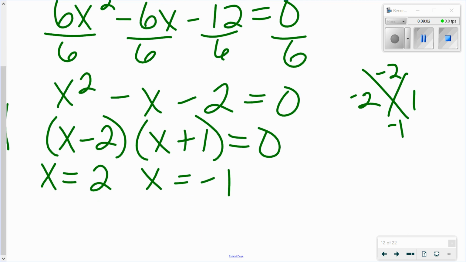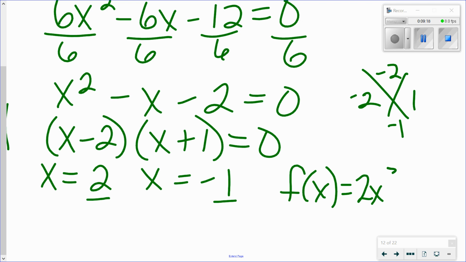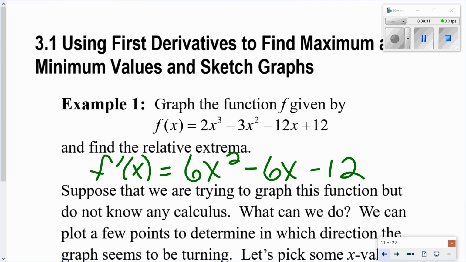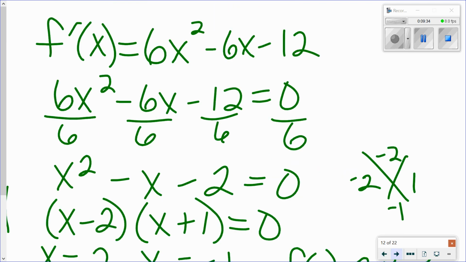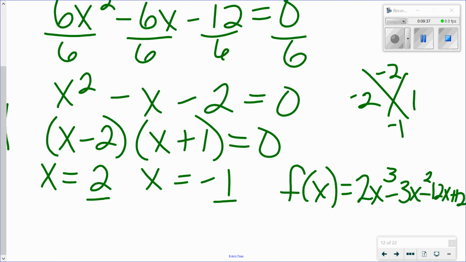Okay, to get the y values, I need to take these numbers and plug them into our original function. And our original function was 2x cubed minus 3x squared minus 12x plus 12, I believe. Let me check that. Yes, plus 12. Okay. So we want to plug back into that to see what these values are.